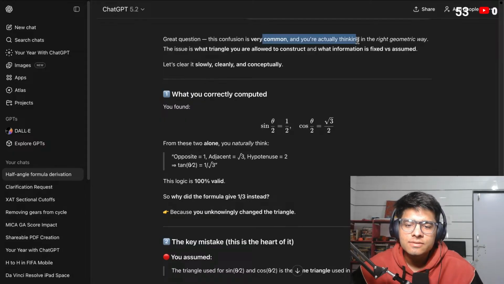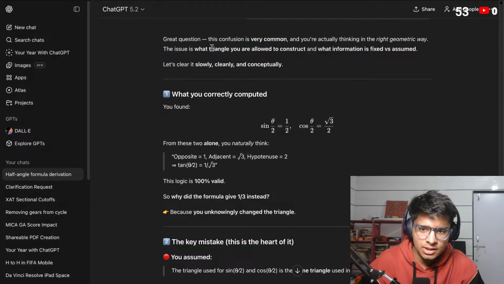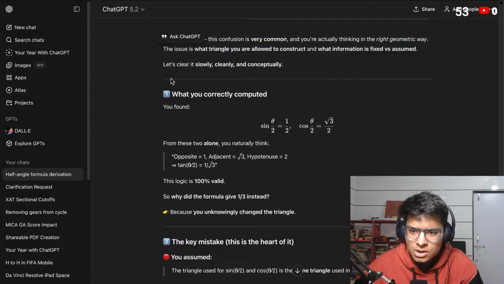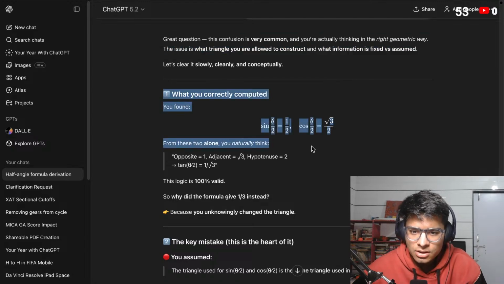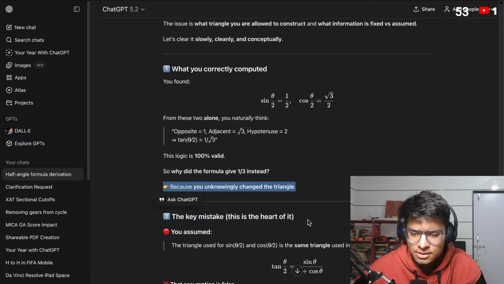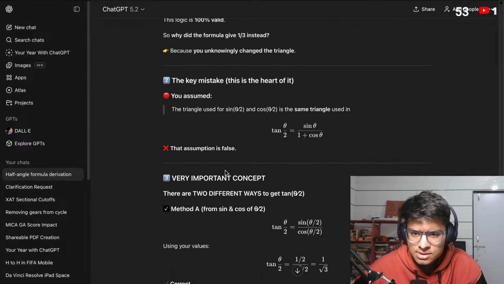this confusion is very common. You're actually thinking in the right geometric way. The issue is what triangle you're allowed to construct and what information is fixed versus what you currently computed. From this two alone, you naturally think tan theta by 2 will be 1 upon under root 3 by 2. This logic is valid. Why did the formula give? Because you unknowingly changed the triangle. Key mistake. This is the heart of it.